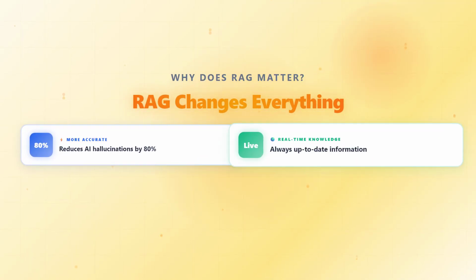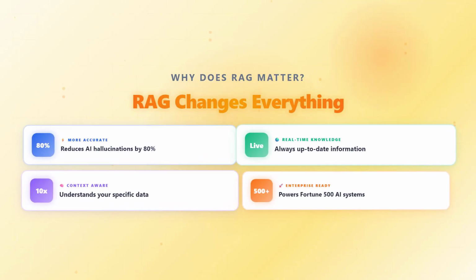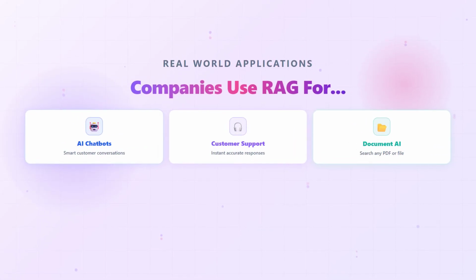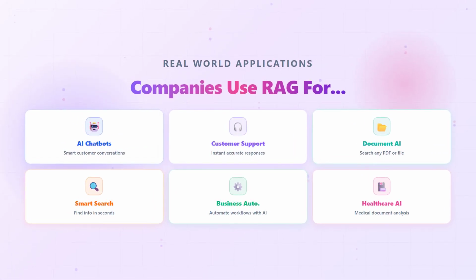RAG makes AI more accurate, updated, and useful. That is why many modern AI applications use RAG systems today. Companies use RAG for AI chatbots, customer support, document search, and business automation. It is everywhere in enterprise AI.